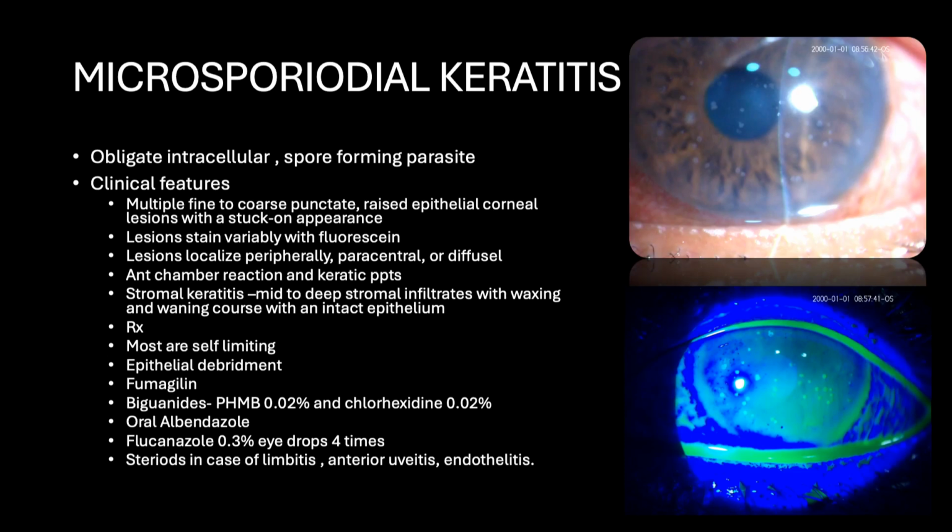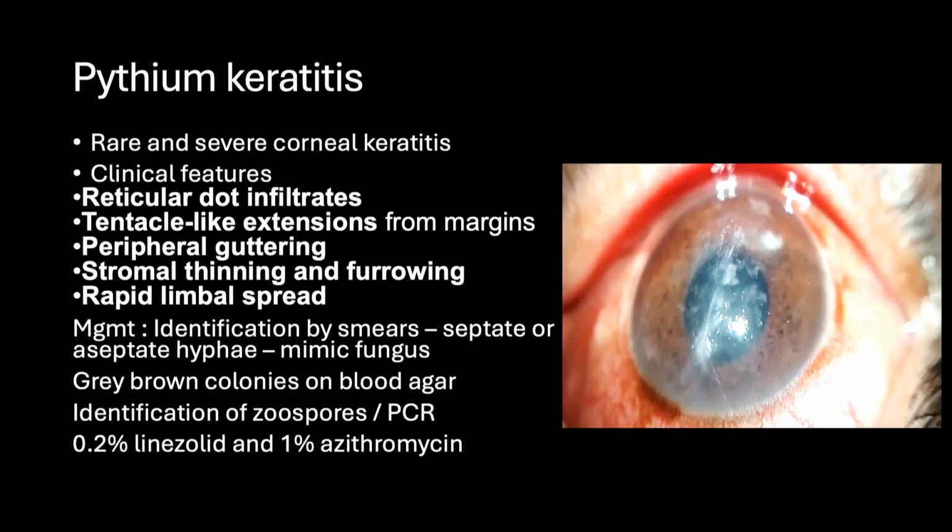Next, coming to microsporidial keratitis. This is very common nowadays, especially in the rainy season. We are seeing a lot of patients with the classical stuck-on appearance, and some patients may have an anterior chamber reaction. Most of these conditions are self-limiting, so they don't need too much treatment. If at all, we can add lubricants, a lot of lubricants, and an antibiotic. In case of limbitis, iritis, and endothelitis, you should start a steroid. Fluconazole is freely available, and you can make use of it if you feel it is microsporidial keratitis.